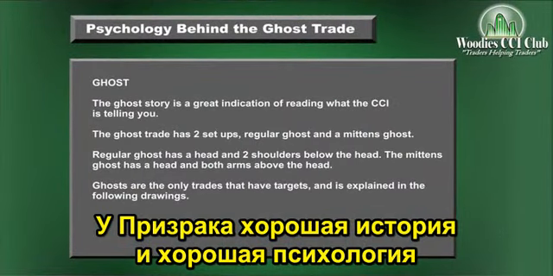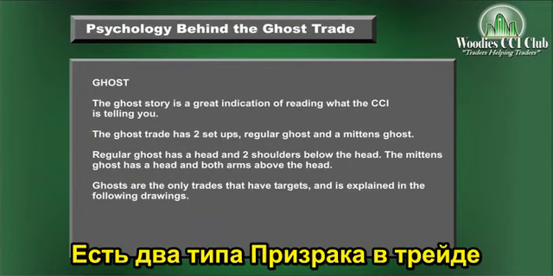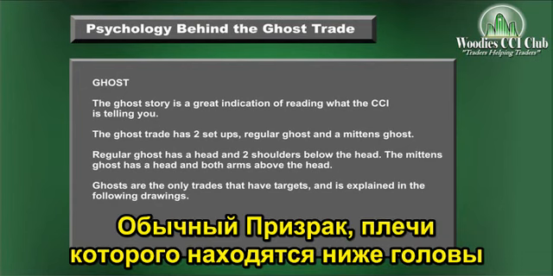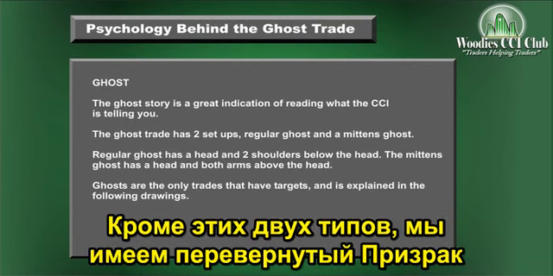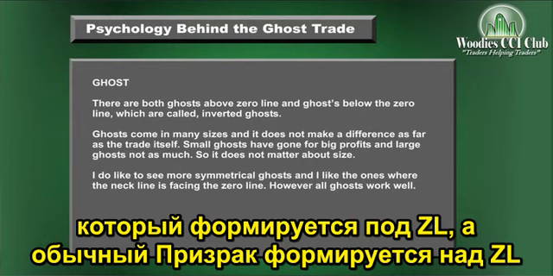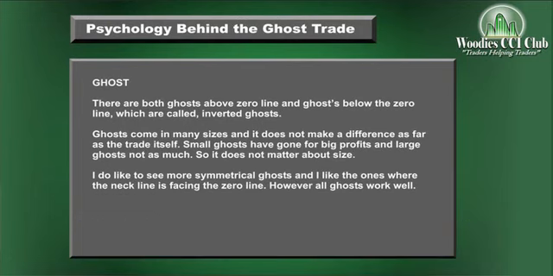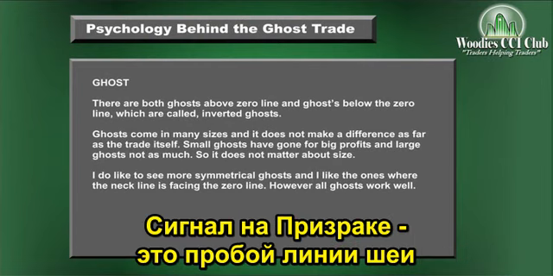The ghost has a great story for it, a good psychology, and I'll go through that in a couple minutes for you. And there are two types of ghosts that we trade. One is a regular ghost where both shoulders are below the head, and we have the mittens ghost which has both shoulders above the head. So that's the two-type ghost. We also have what we call the inverted ghost, which forms below the zero line, and the regular ghost forms above the zero line. So you have a regular ghost and an inverted ghost, the mittens ghost and a regular ghost.